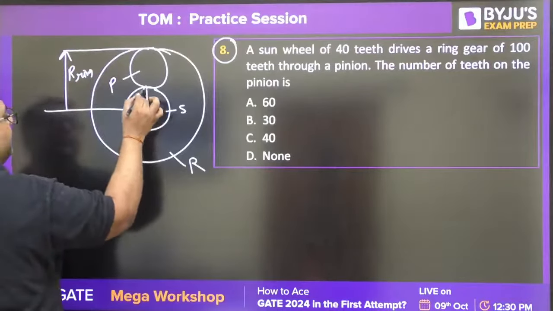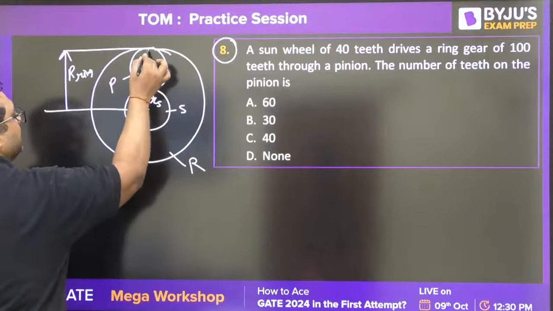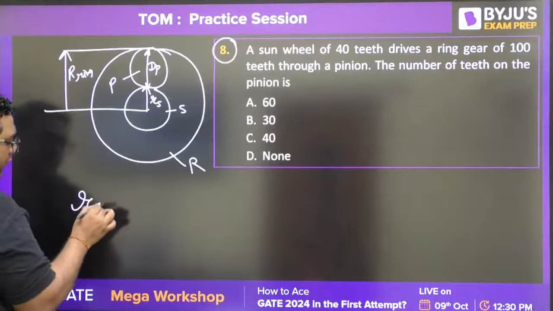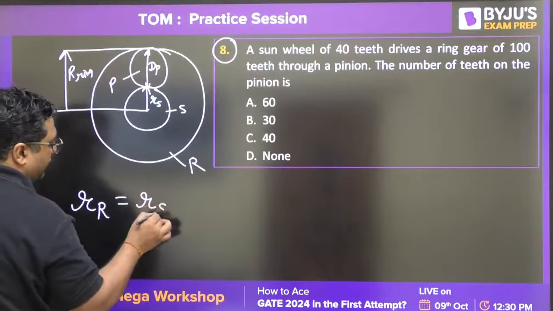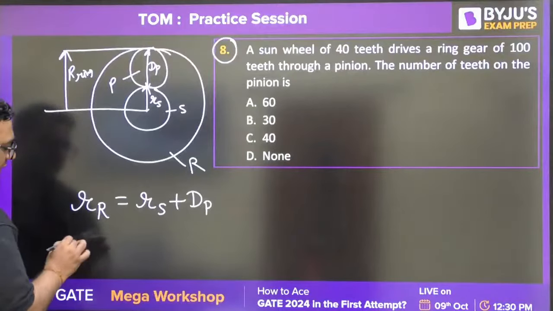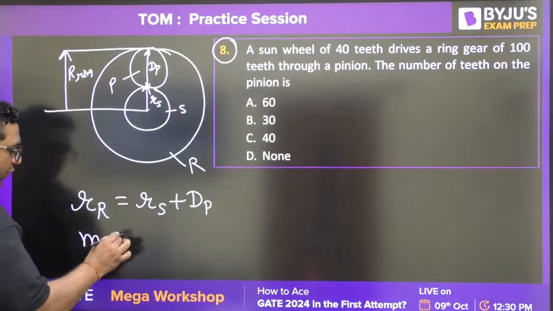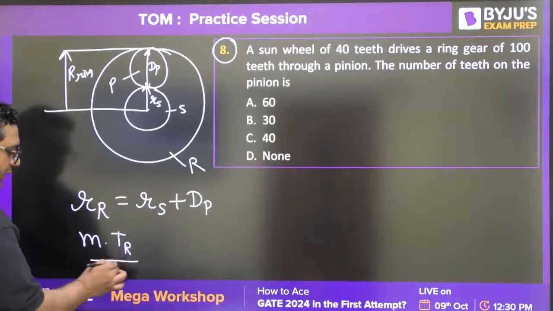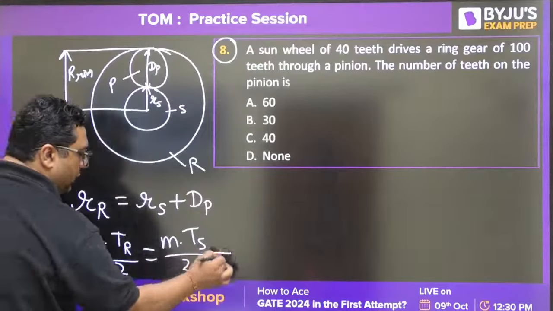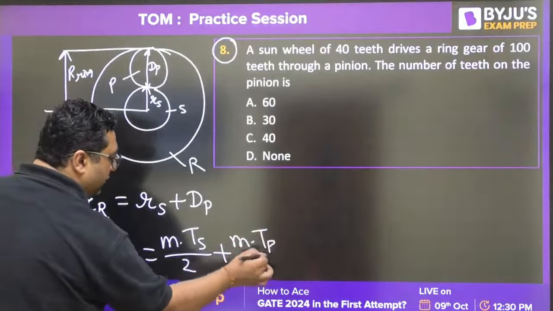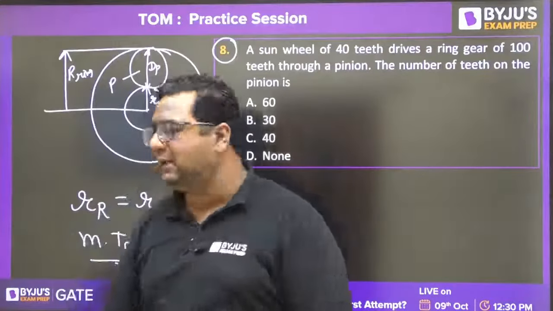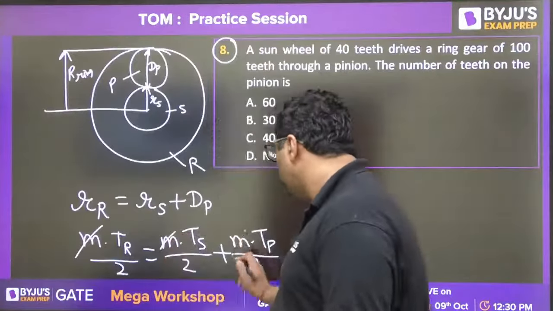This distance will be the radius of the sun gear, and this will be the diameter of the pinion. So we can write the radius of ring is equal to the radius of sun plus the diameter of pinion. So the radius of ring is this. You can write module times number of teeth of ring by 2 is equal to module times number of teeth of sun by 2 plus module times number of teeth in pinion by 2. The 2 will get cancelled out, and the module will get cancelled out because all are mating gears. Modules will be the same, the 2 will be the same.